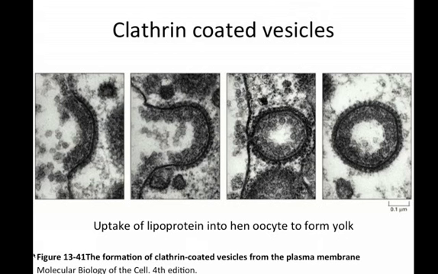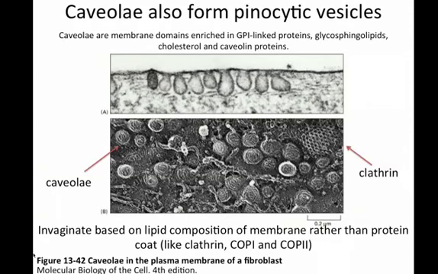Okay, so then there are also caveolae, which form pinocytic vesicles. So rather than using clathrin or COPI or COPII, these coat proteins to form the vesicle, they invaginate based on their lipid composition, which is another way. These are used in pinocytosis, and that's where it's just this small sampling of the extracellular fluid.